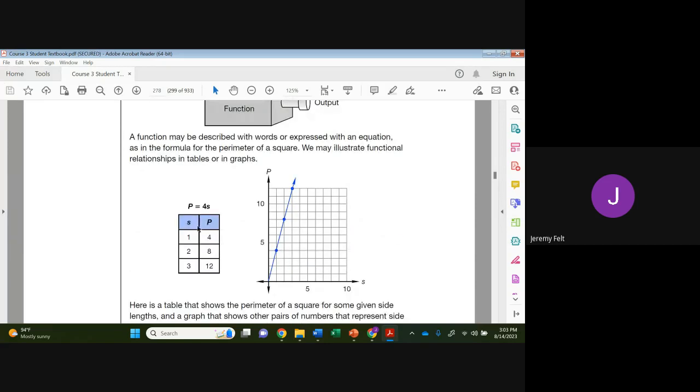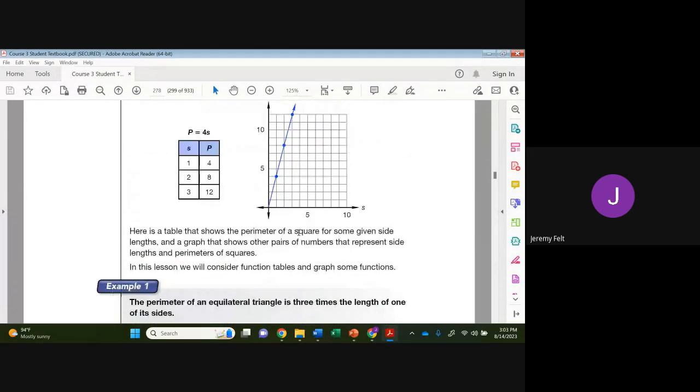So if we're looking at perimeter equals 4 times the side length, well, whatever the side length is going to affect the perimeter. So side length would be our independent variable, our input. Our output would be our perimeter because it's dependent upon whatever the side length is. As the side length gets bigger, correspondingly, the perimeter is getting larger. But you see it goes up as a linear function, so it's not going to go up exponentially or anything like that.